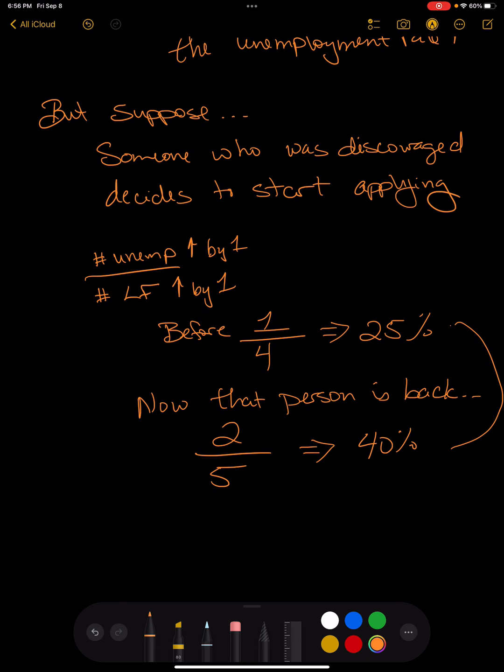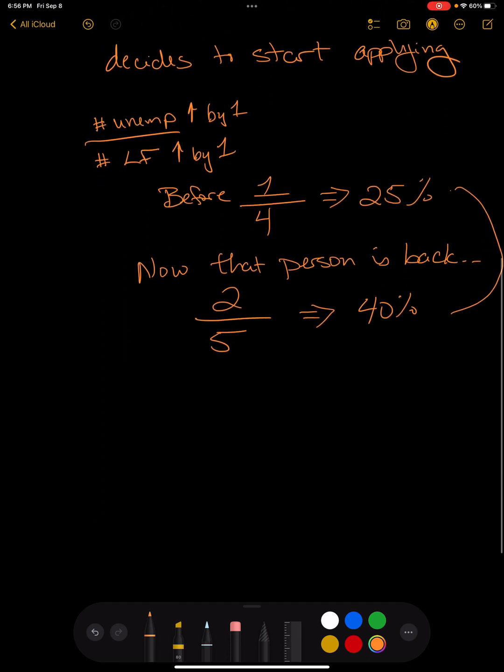And remember, our labor force participation rate is still below where it was before COVID. It's still just under 63%. So there's room for a couple million more people to come back into the labor market.